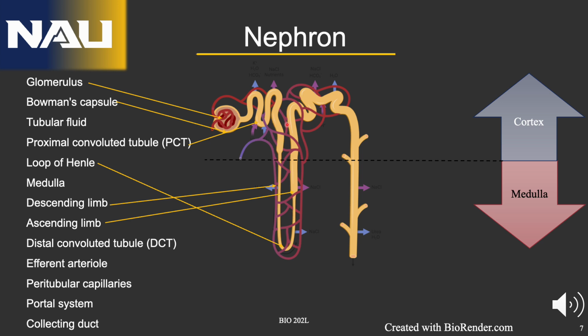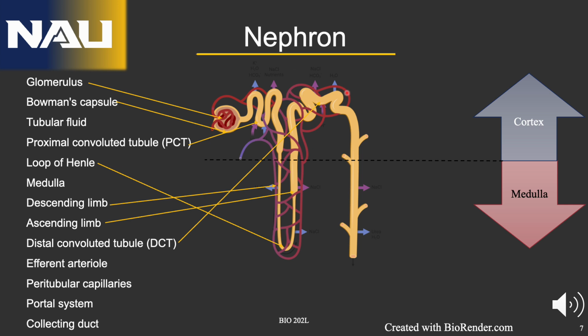The fluid then moves into the distal convoluted tubule, where further resorption and secretion fine-tunes the composition of the fluid. So here's the distal convoluted tubule. Distal is farther away from the glomerulus. And this right here is the collecting duct. So we had our fluid go through all of these structures.